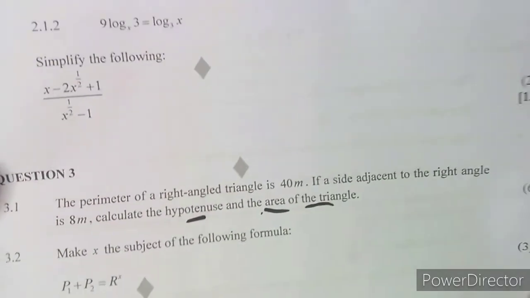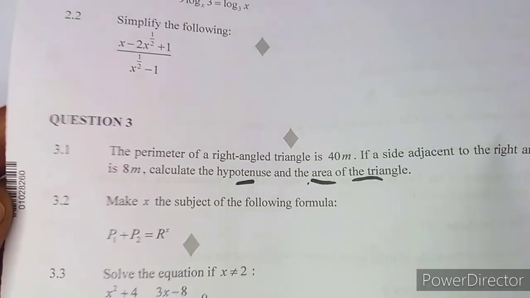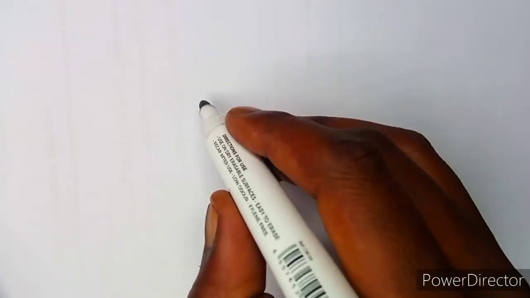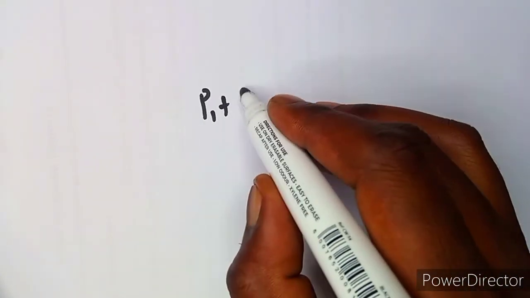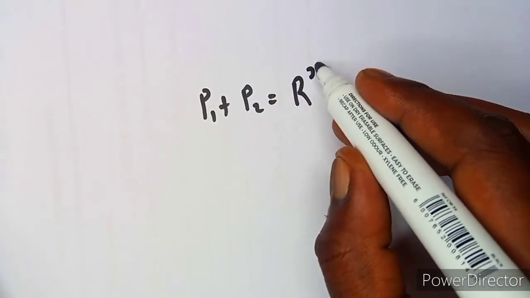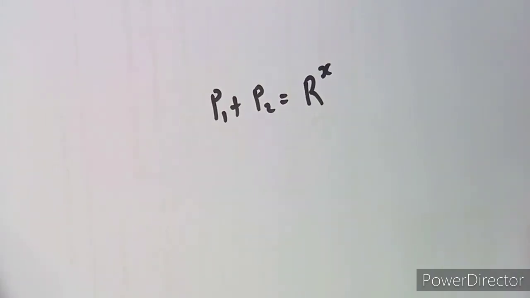We are given 3.2: make x the subject of the formula. Okay. Let me just write down the question. We have P1 plus P2 equivalent to r to the exponent of x, and we want to make x the subject.